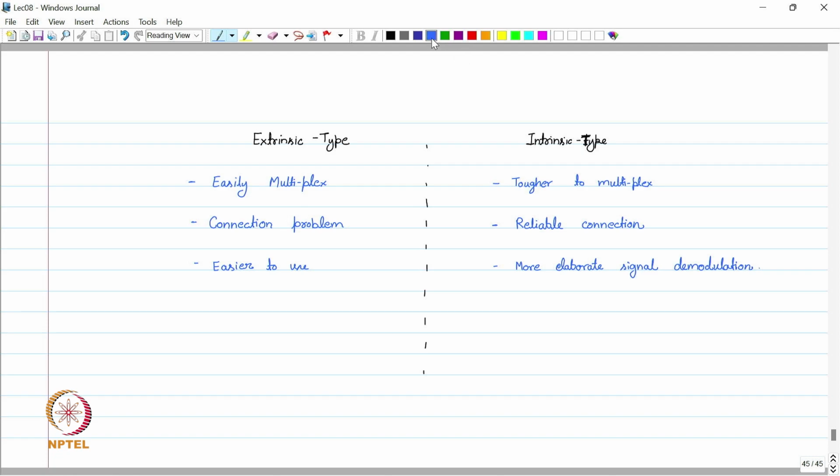Some of the applications of the extrinsic type are temperature, pressure, liquid level, and flow. These are some applications for the extrinsic type.